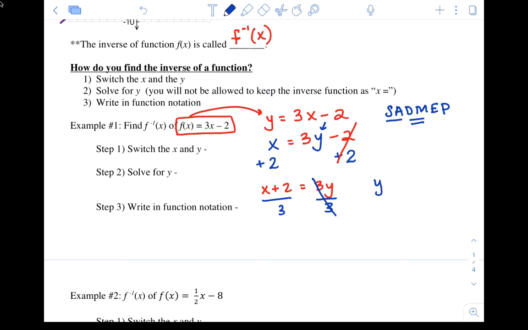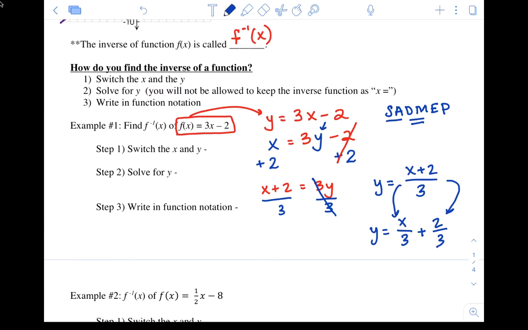You can leave that y on the left-hand side or the right-hand side, it doesn't matter. You can put x plus 2 all over 3 as it's written right here. Or you can go ahead and tell me x is divided by 3 and 2 is divided by 3. This is the same thing. I just broke those apart. The numerator, both terms, x and 2, are being divided by 3.